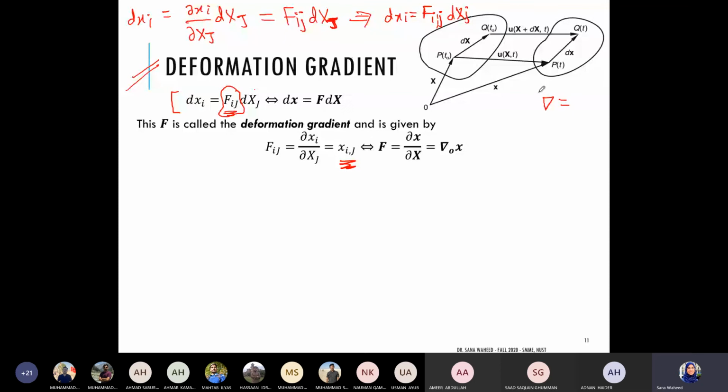Now remember that we did have something called the del operator. Everyone remembers, we did it earlier today. The del operator was a vector containing del by del x, del by del y and del by del z, right? So taking this description, we define one more operator, which is del naught. The purpose of the naught is to represent that the differentiation is with respect to the reference configuration. That is, del naught is equal to del by del x1, del by del x2 and del by del x3. This is what del naught represents.